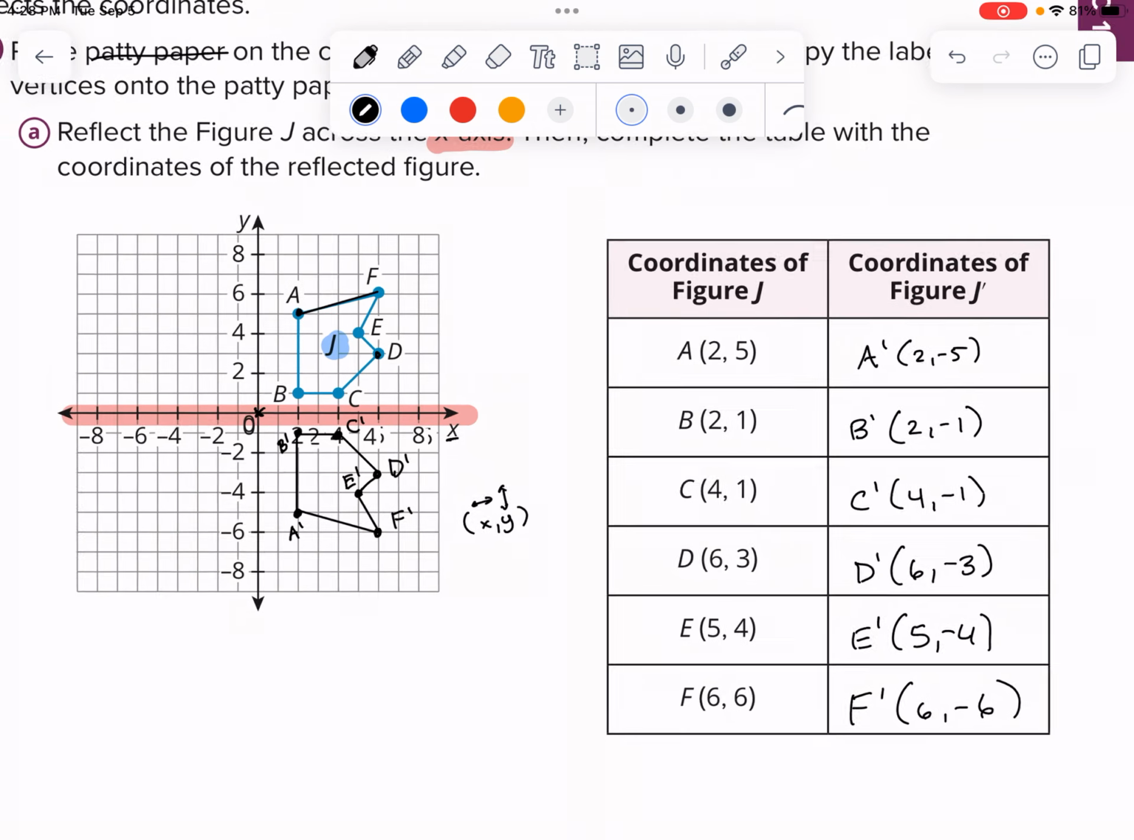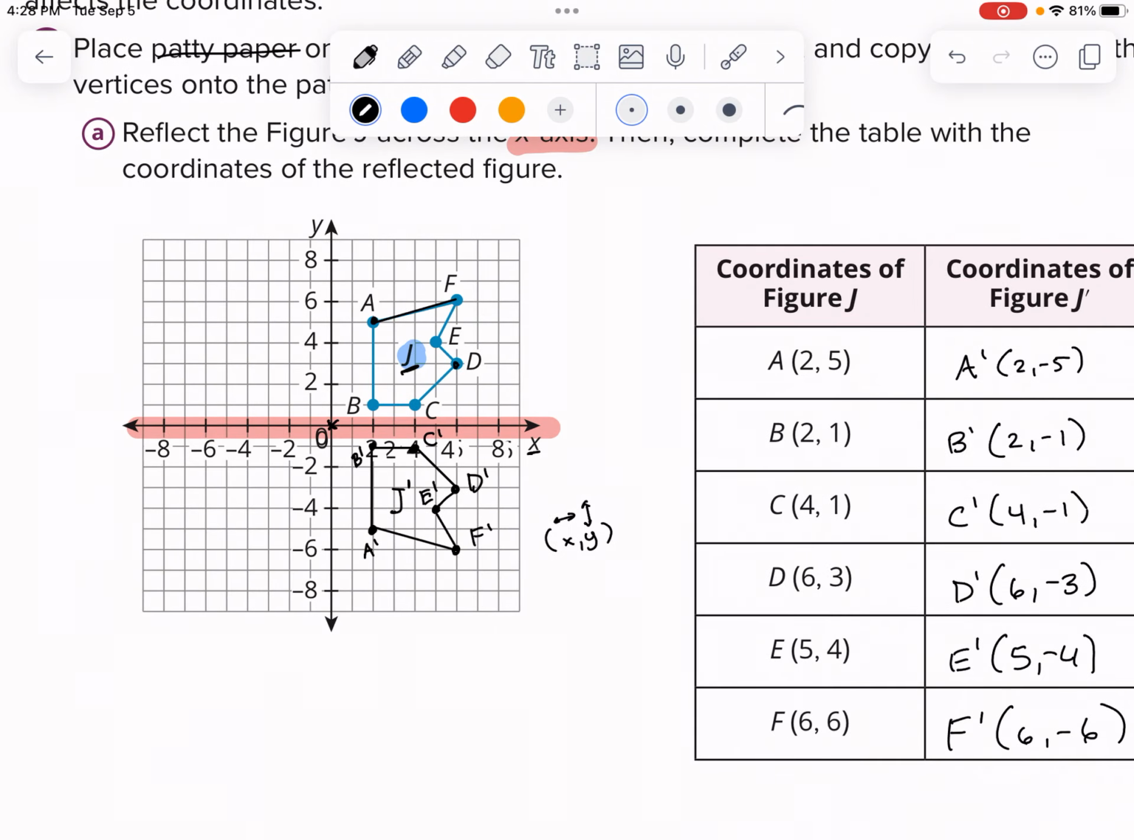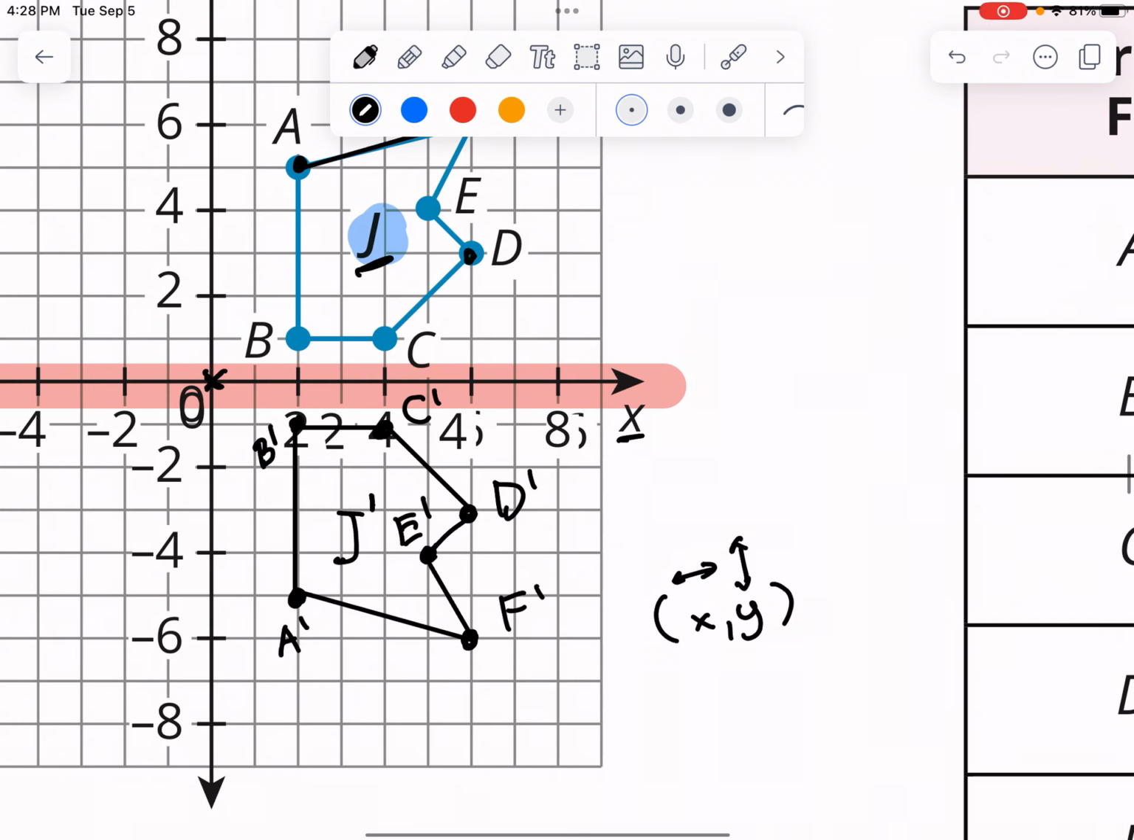All right, we have the graphed figure. Since this is J, this will be J prime. That's just a name for the entire figure with these 6 various points. It looks like it is congruent. Now, how can you tell that it's congruent?